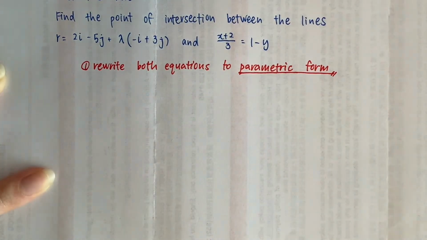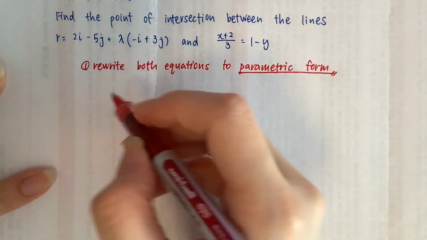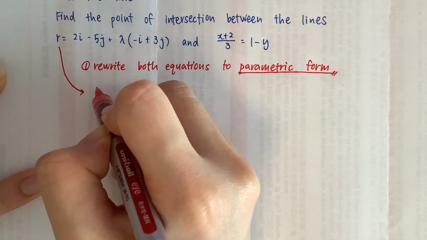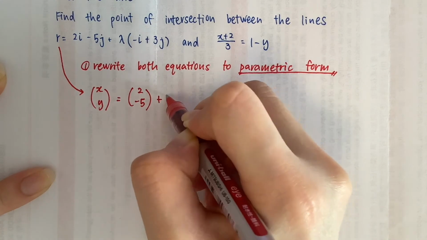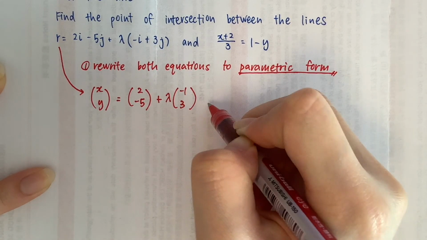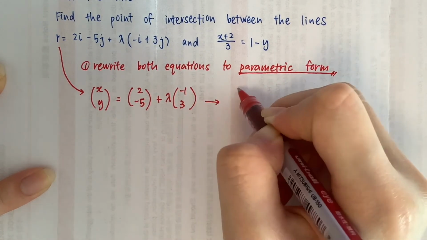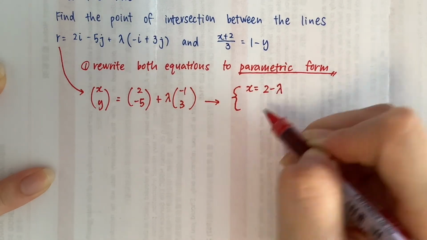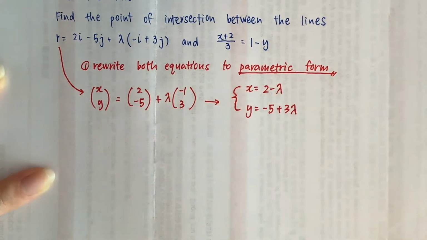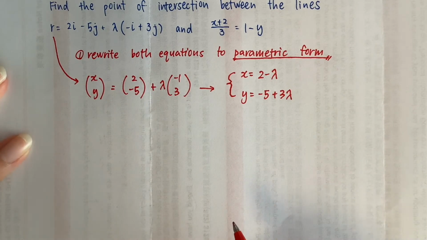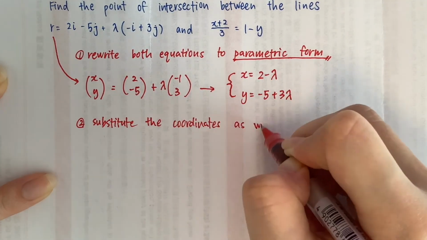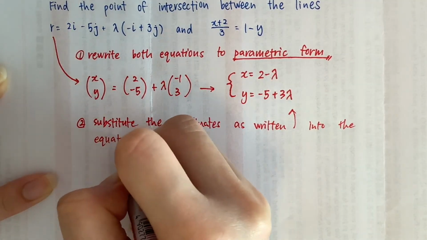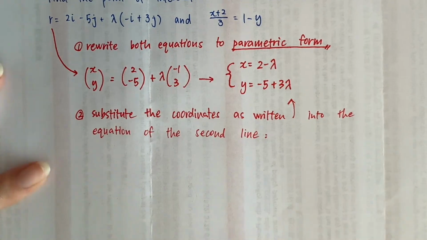If we rewrite the first one in vector form first, we get (x, y) equals (2, minus 5) plus lambda times (minus 1, 3). That's just a different way of expressing the same vector as in the question. If we rewrite that in parametric form, we get x equals 2 minus lambda and y equals minus 5 plus 3 lambda. Next, we can substitute the coordinates as written above into the equation of the second line, because we're trying to find the point of intersection, meaning the coordinates have to work for both lines.